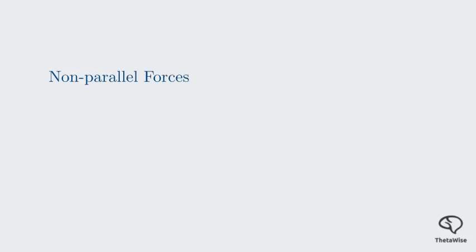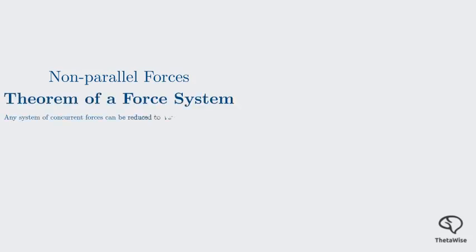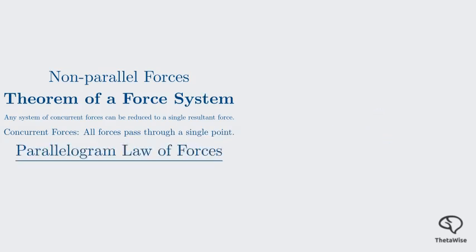What if the forces aren't parallel? This leads us to a more general rule for combining forces. We call this the theorem of a force system. The theorem states that any system of concurrent forces can be reduced to a single resultant force. Concurrent forces are simply forces that all pass through a single point. The most straightforward way to find this single resultant force is using the parallelogram law.